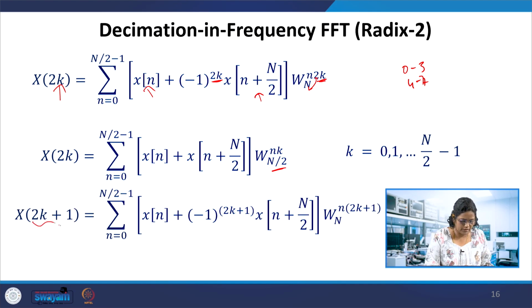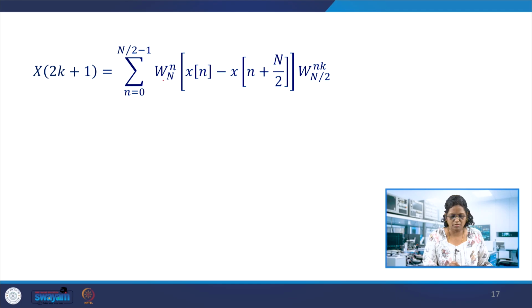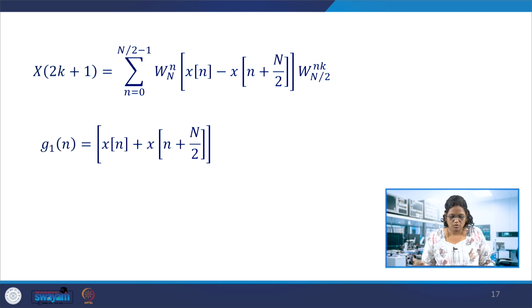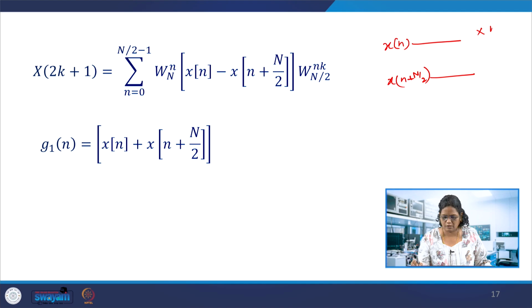Now the next, the odd indices, X of 2k plus 1. Now replace this k in that previous equation as 2k plus 1 here, minus 1 power 2k plus 1 here too. Then simplify this minus 1 part, 2k into minus 1. So that would be given as W suffix N n from there, and this is the simplification, we get minus. So X of 2k can be obtained from the one butterfly, that is x of n, here x of n plus N by 2 we have. Okay, this is X of 2k and X of 2k plus 1.